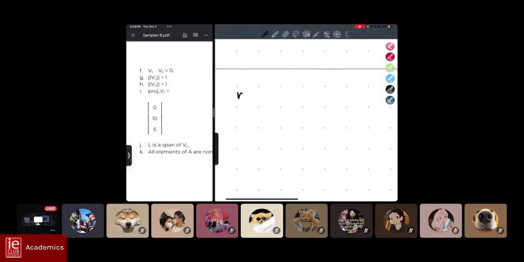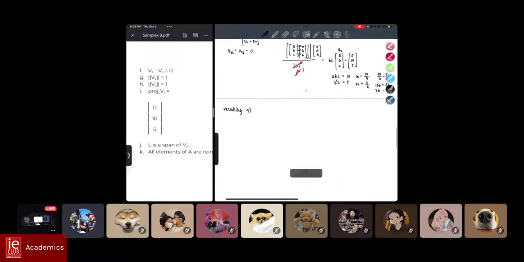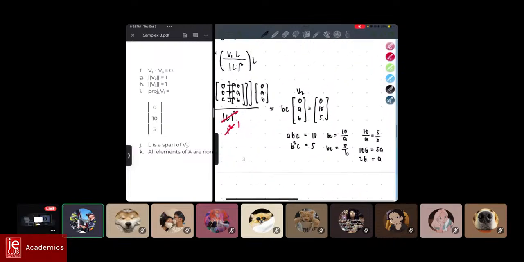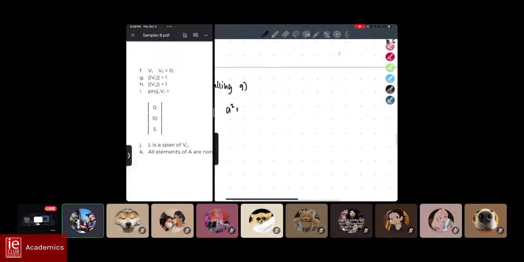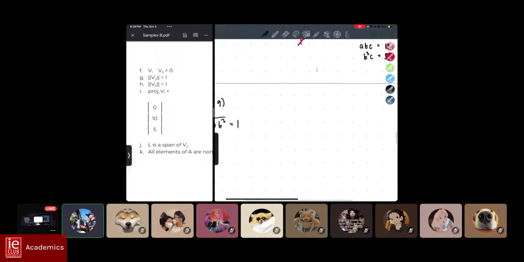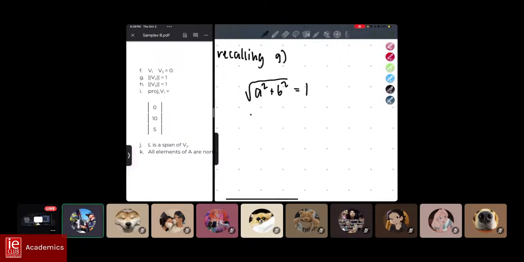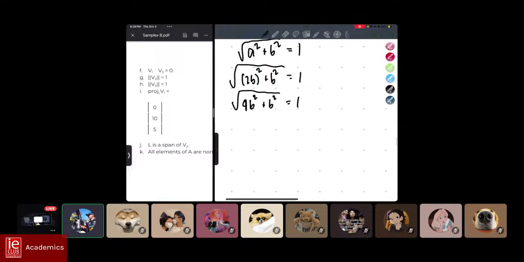Recalling G, this is V, so we'll use A and B to make it easier. A squared plus B squared is equal to 1. We know that 2B is equal to A, so we can just turn A into B. 2B squared plus B squared equals 1, which gives us 4B squared plus B squared equals 1, which gives us 5B squared equals 1.